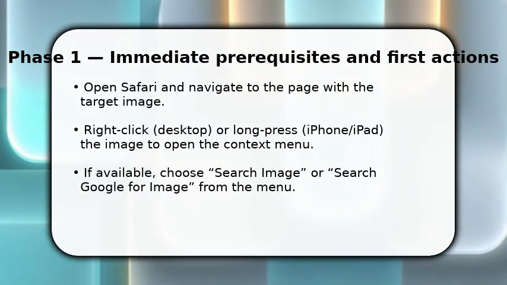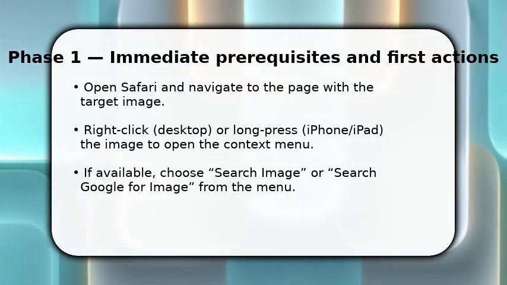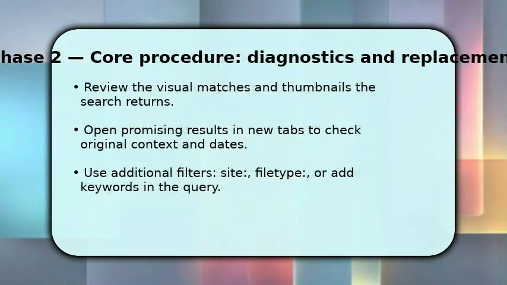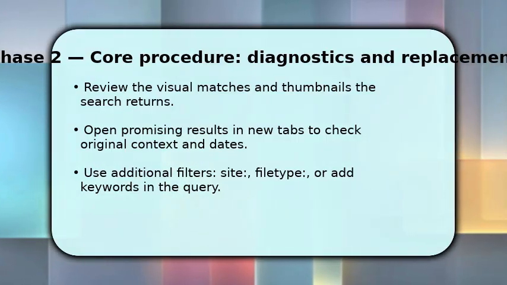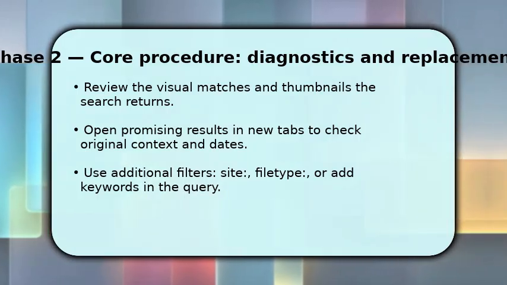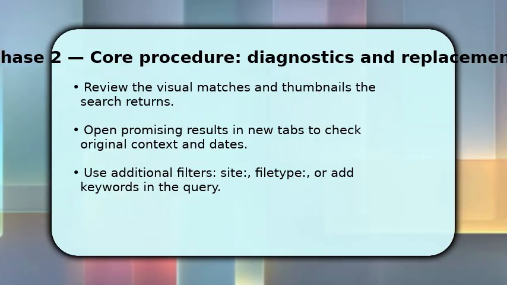Make sure Safari is updated because older versions may not show the search option. Otherwise, use the share sheet to copy the image URL. Once the initial results appear, you need to refine and interpret them. Start by scanning thumbnails for the closest visual matches, then open any promising pages in new tabs so you can compare context and publication details.